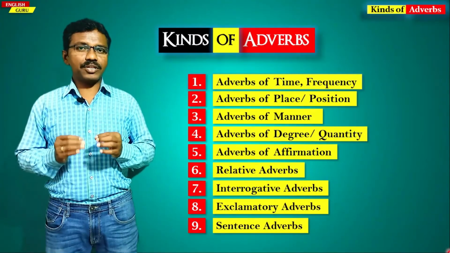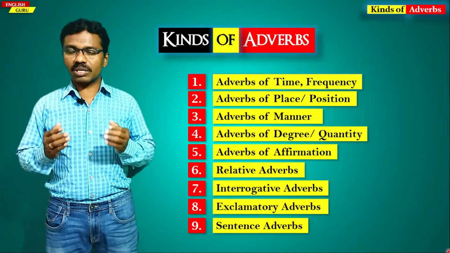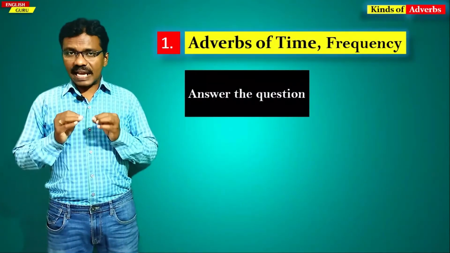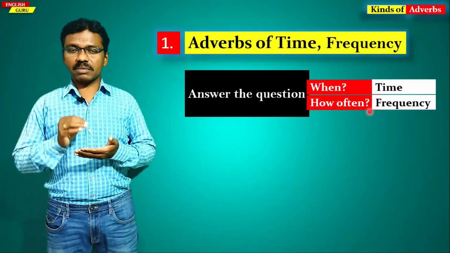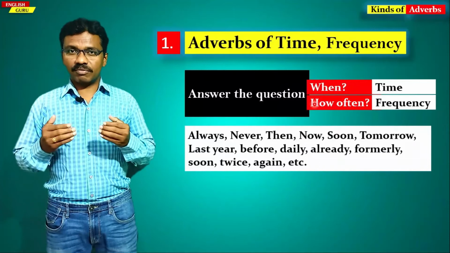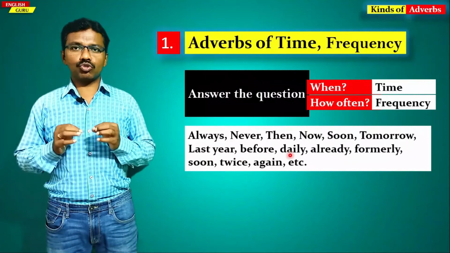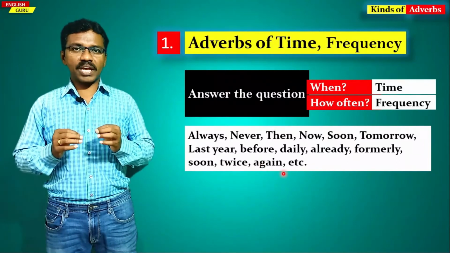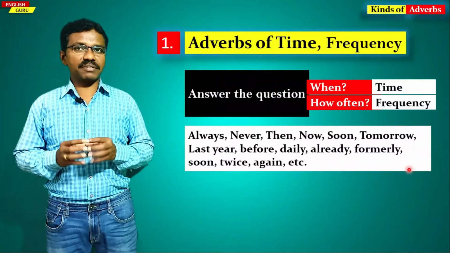Now let us try to know about each adverb in detail and try to understand them in a better manner. The first one is adverbs of time and frequency. So these adverbs answer questions like when or how often something has happened. And there are certain words that are always used as adverbs of frequency, like always, never, then, now, soon, tomorrow, last year, before, daily, already, formerly, twice, again, etc. These are all the words we use as adverbs of time and frequency.